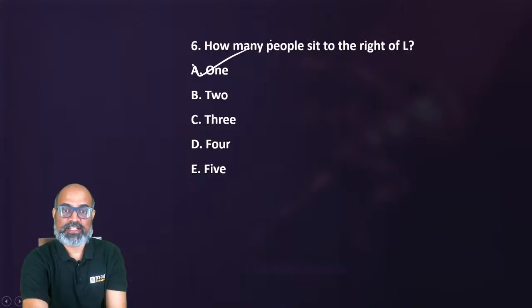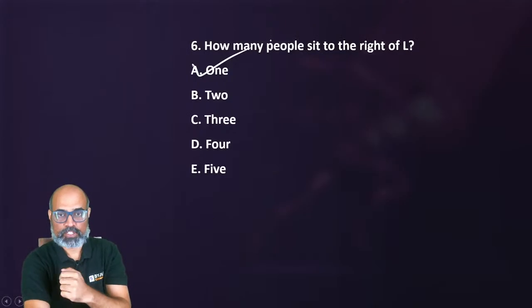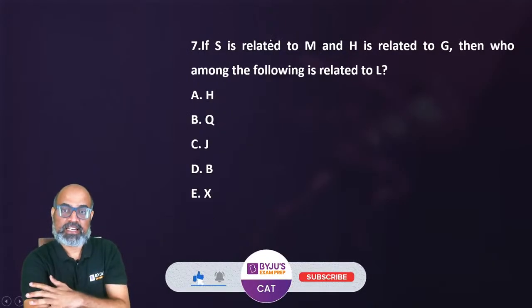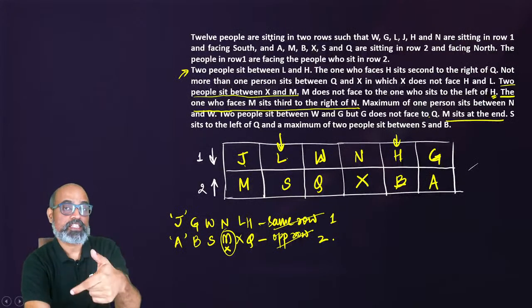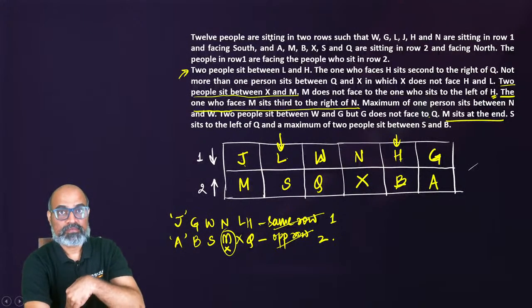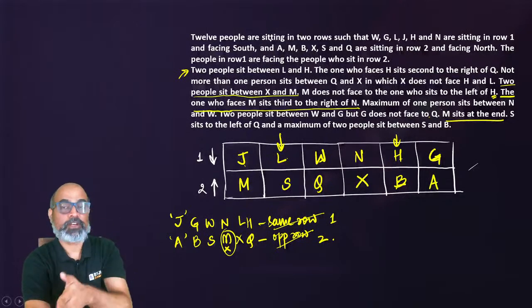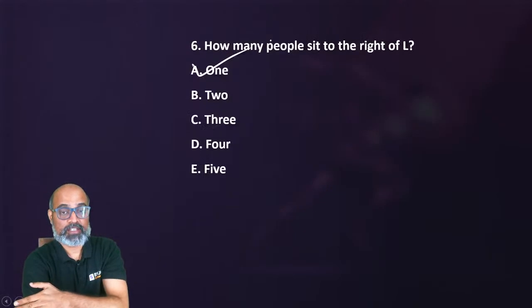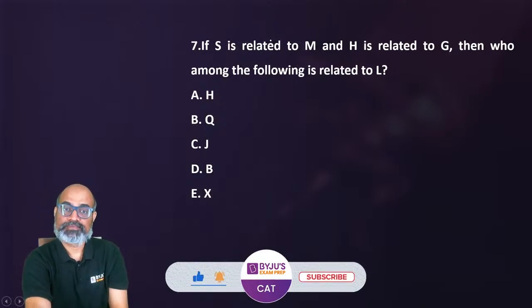If S is related to M, let's see how S and M are related. S is to the right of M. Okay. And H is related to G. If you go to H's position, you will find that H is to the right of G. They are sitting next to each other, but specifically S is to the right of M, H is to the right of G. So who among the following is related to L, right?